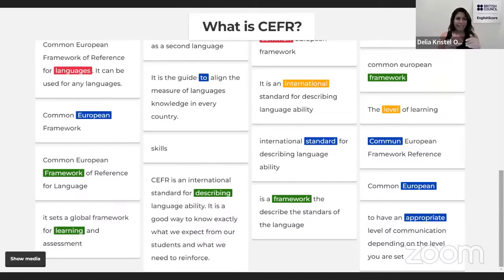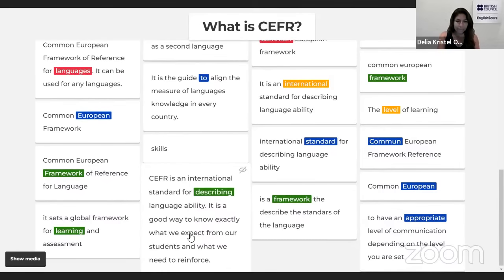I'm pretty sure that you will like the ending of this session, okay? But remember, the CEF does not measure your level. The CEF only establishes the learning outcomes according to the level of English, and what we expect from our students. Yes, that is nice.